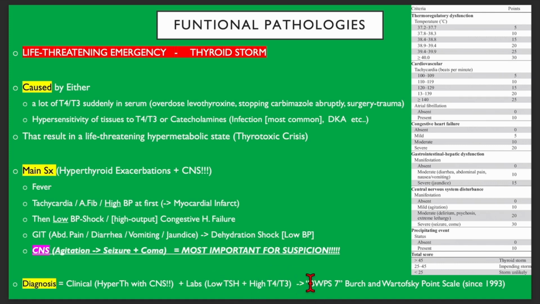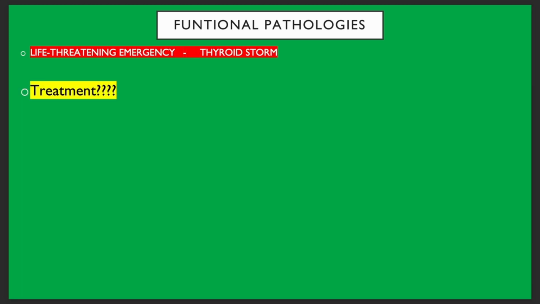This is the seven criteria scale by Burch and Wartofsky. You can see here temperature, tachycardia, fibrillation, congestive heart failure, GIT problems, CNS problems, and if you know what caused it, if you have a history of this cause, then you have impending storm or thyroid storm. So that's a scale for how to calculate if the patient is having a thyroid storm.